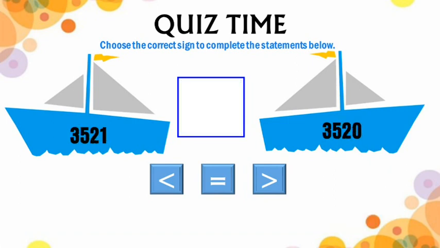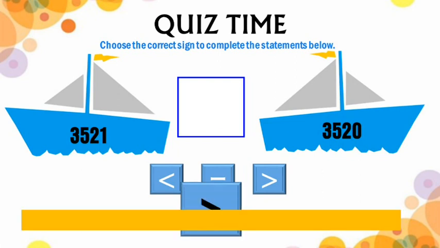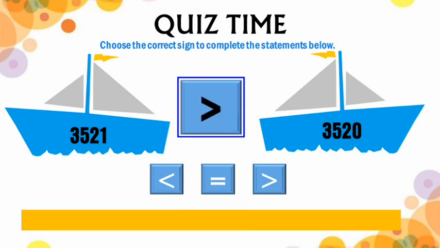In this boat, there is a slight change in the number of passengers. So what would it be? Greater than, equal or less than sign? Yes, the answer is greater than. It means 3521 is greater than 3520.